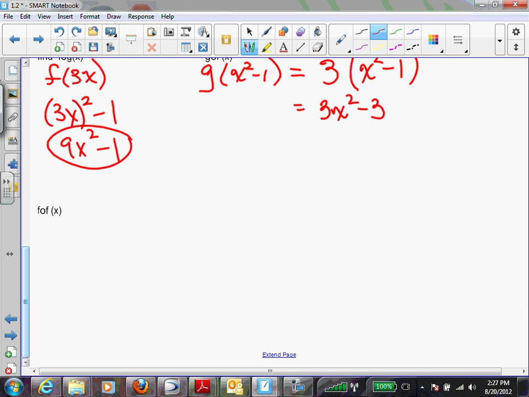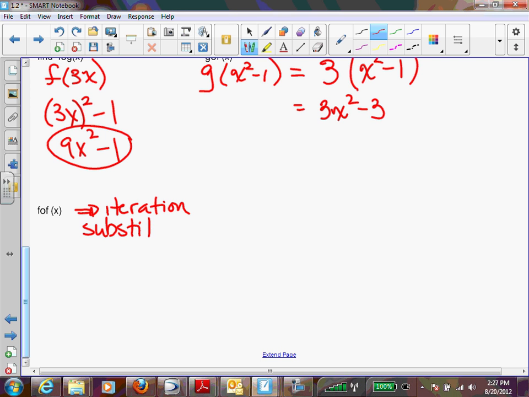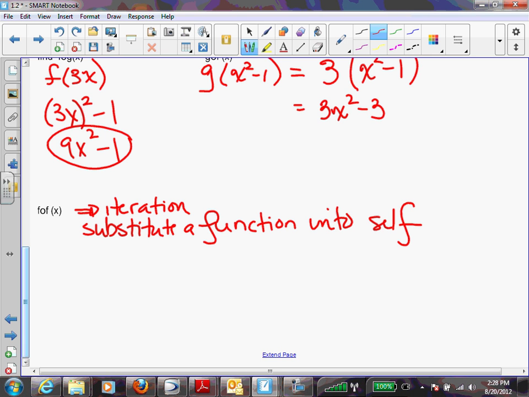And when I put a function into itself, this is called an iteration. When you substitute a function into itself. These pictures right here, these are all mathematical iterations. There is a function, and it keeps repeating and repeating and repeating. And there are some very famous iterations out there.